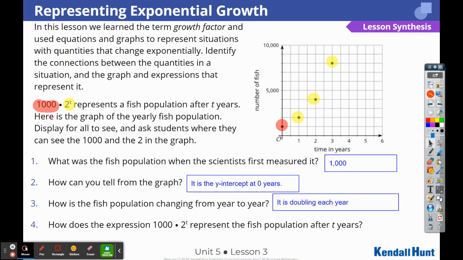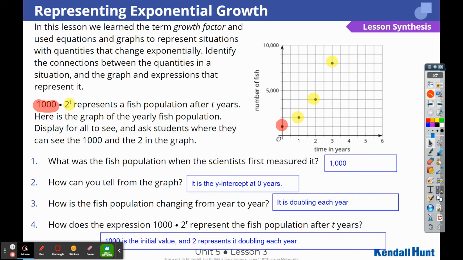And then number 4, how does the expression 1,000 times 2 to the power of t represent the fish population after t years? The 1,000 is the initial value and the amount of fish that you have at year 0 here. And 2 represents that it is doubling for every year that you're observing the fish population. So it's just important that you know that that first number represents the initial amount that you have, and what it's being multiplied by is your growth factor. So it's going to tell you if it's doubling or tripling or being multiplied by 4 or 5 or 10 or whatever that value is that you're growing the function by every year.